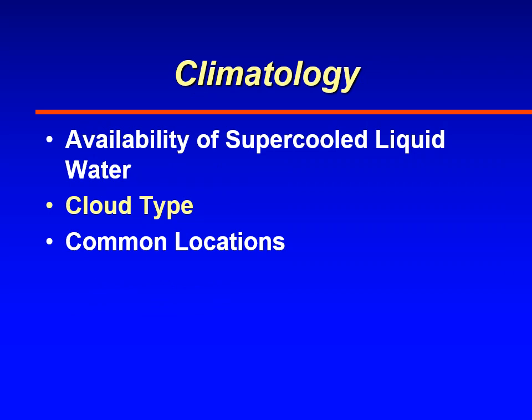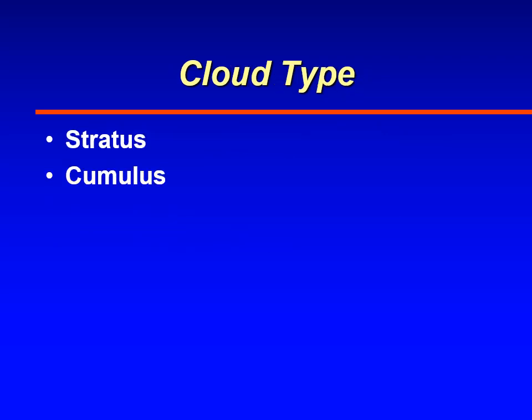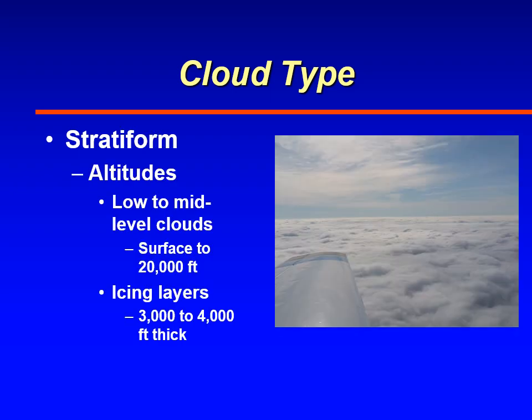Next, we'll look at the characteristics of different clouds and the icing that is expected in them. We're going to break down our discussion into either stratus clouds or cumulus clouds. These are the two most common types of clouds. First, stratus clouds. Stratiform clouds, icing can be found typically at low altitudes and mid altitudes.